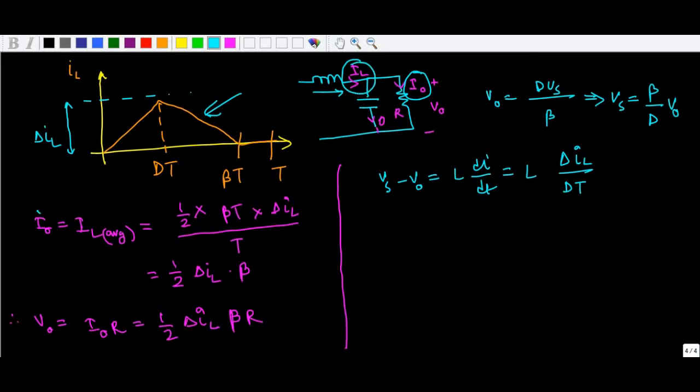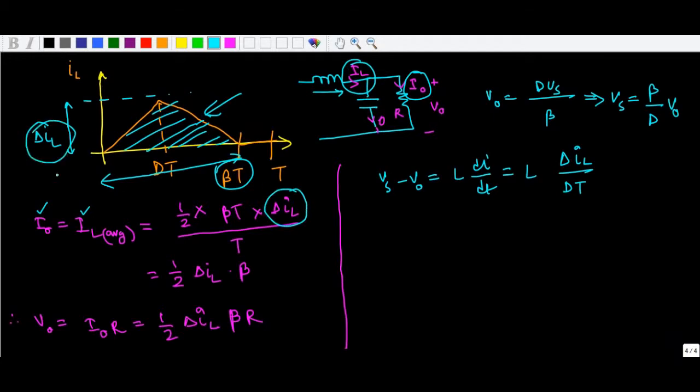So the DC value of load current is equal to the average value of this inductor current waveform, and this is a triangle. So the average value of this waveform is nothing but the area of this waveform divided by the time period. What is the area of this waveform? This is half into base, that base is beta times T, and the height. The height is nothing but the ripple in the inductor current, that is del IL.